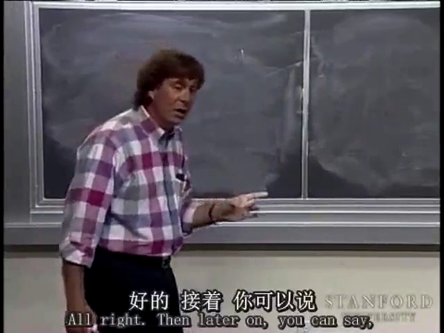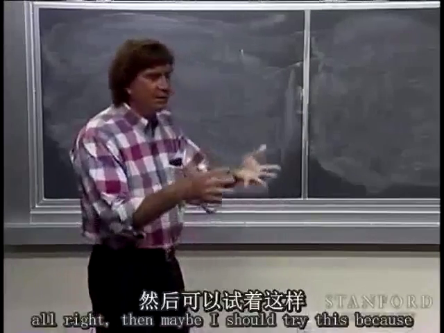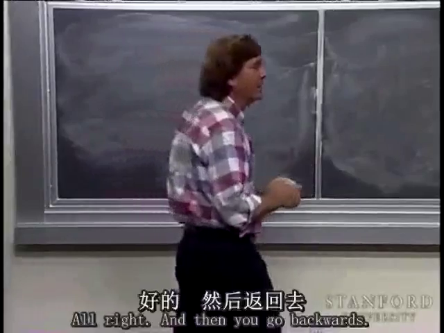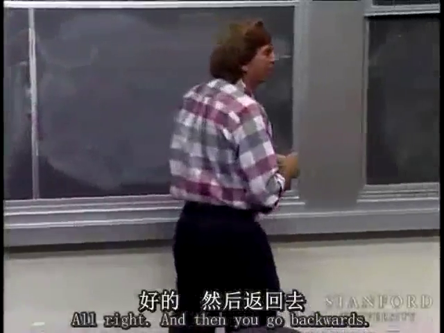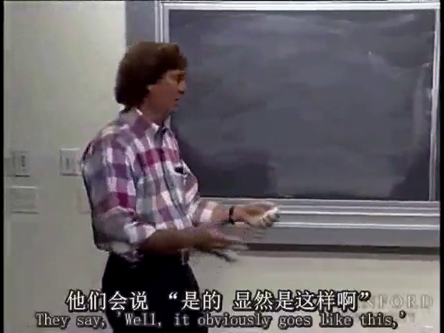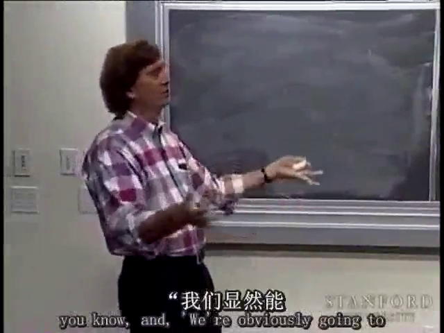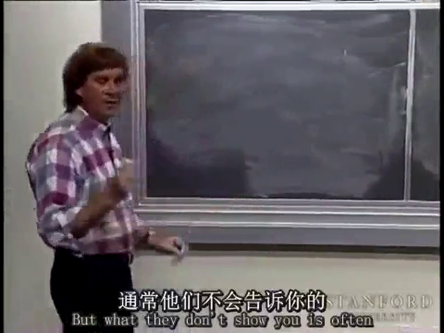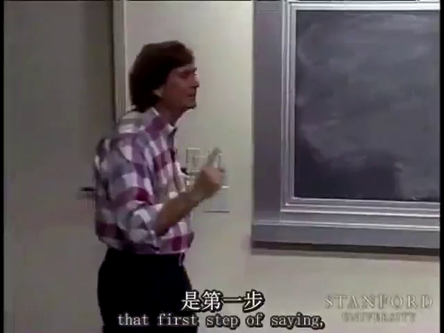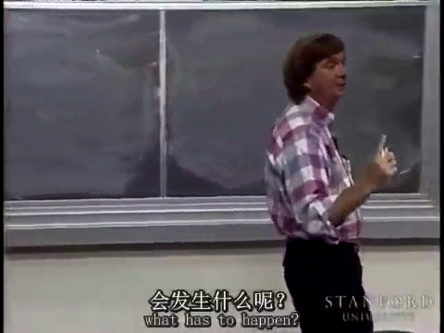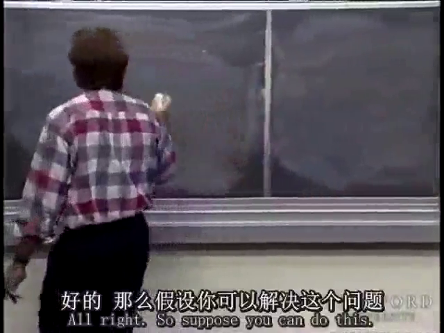Then later on, you can say, all right, then maybe I should try this because that seems to be what has to happen. And then you go backwards. Mathematicians will never tell you this because they like to sort of cover their tracks. They say, well, it obviously goes like this, and we're obviously going to define this formula and that formula, and life is going to work out so simply. But what they don't show you is often that first step of saying, suppose the problem is solved. What has to happen? So suppose you can do this.